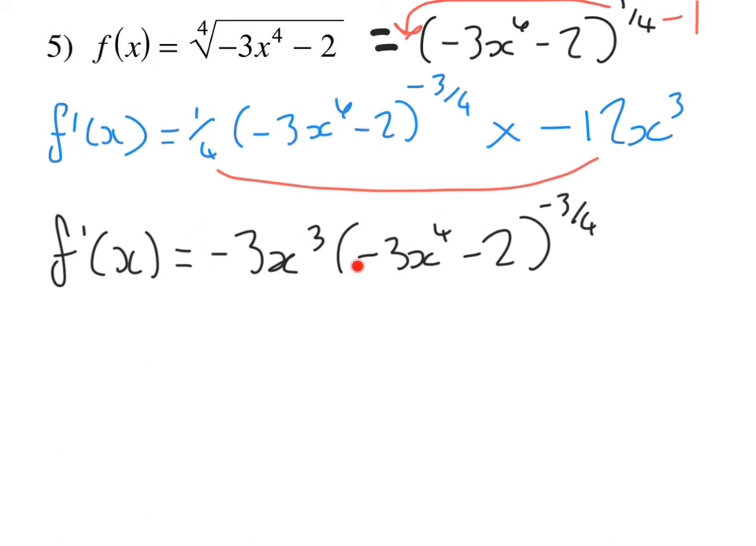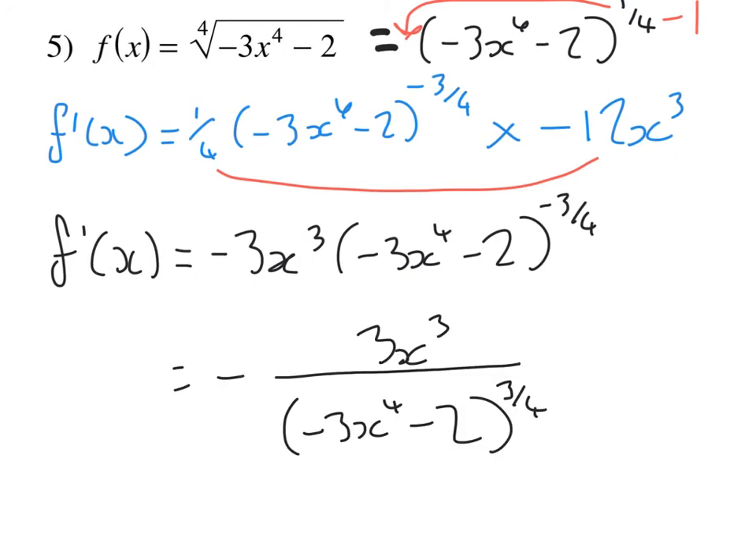Now I can further simplify this by changing it into a fraction. So the minus comes down in front. The 3x cubed is going to go into my numerator. And the minus 3x to the power of 4 minus 2 to the power of minus 3/4 goes into our denominator. And the minus 3/4 becomes positive 3/4. Now both answers mean the same thing, so either answer would do.